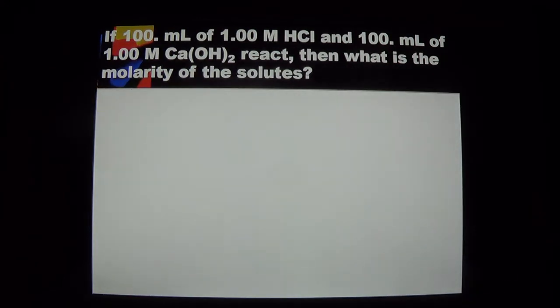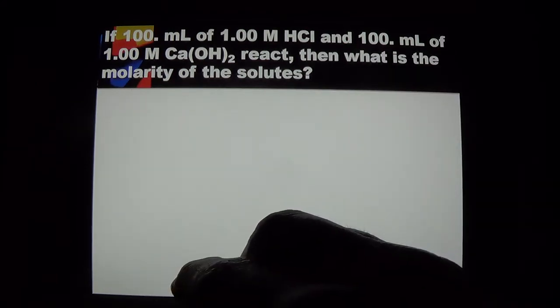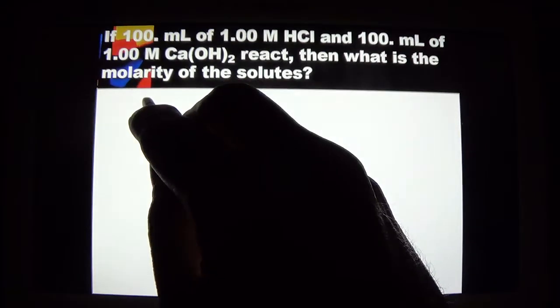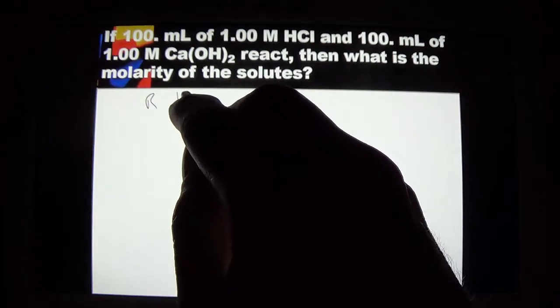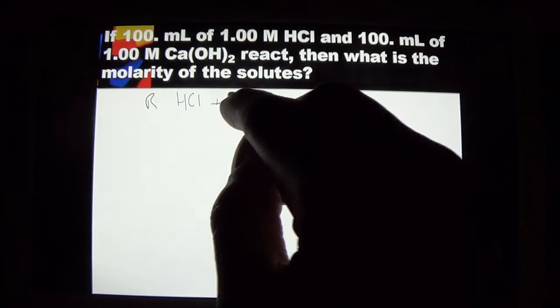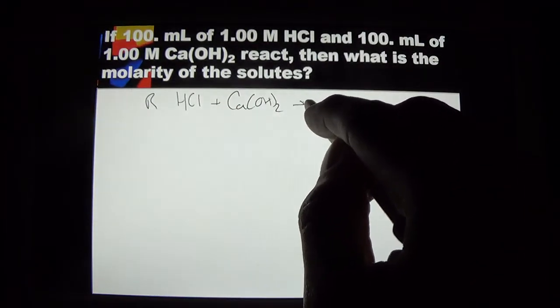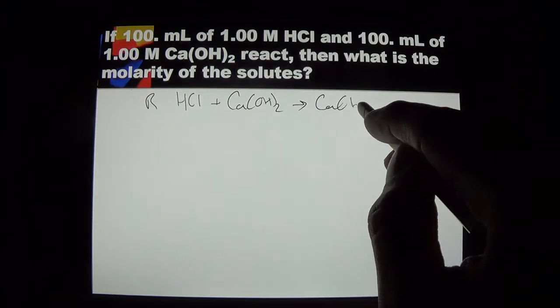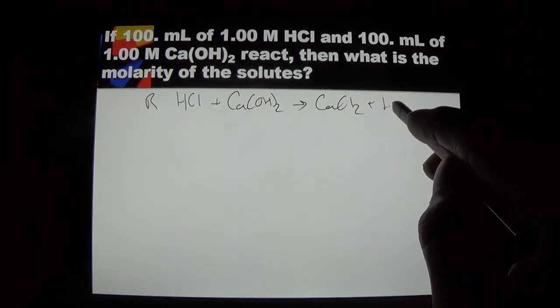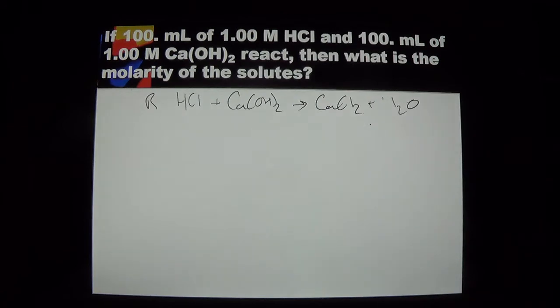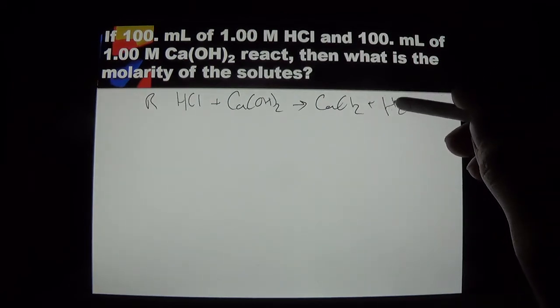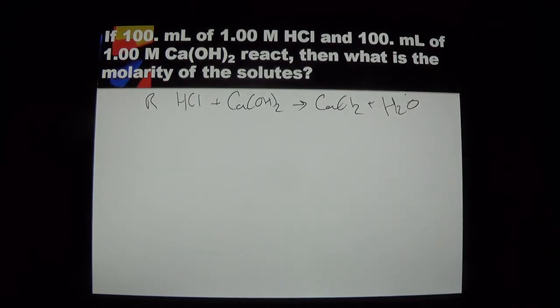Okay, how about this one? Ooh, why did I pick this one? Well, I picked this one because it's going to be different than what you've already seen. So check this out. Let's focus on a reaction. I have HCl, and it's going to react with calcium hydroxide, and it's going to make, in this case, calcium chloride and water. Okay, so there's my reaction.